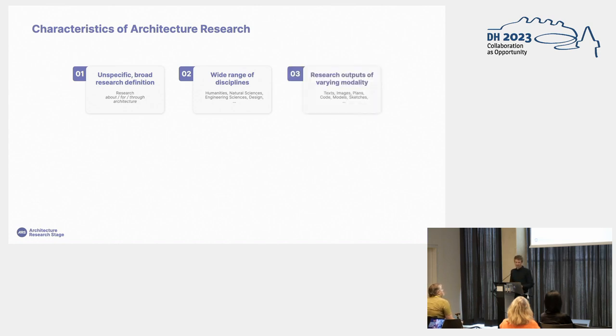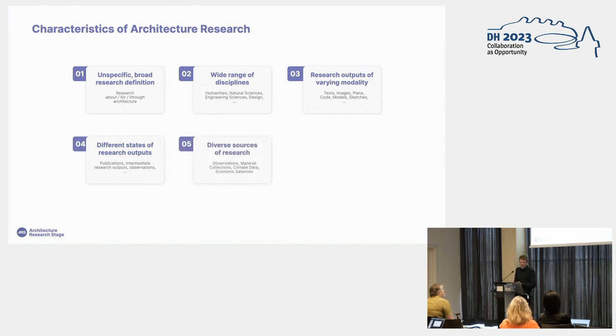Our research outputs vary a lot. We are not only working with text, we're working with images, plans, code, models, sketches. We have different states of research output, not only the typical publications. We are working with a lot of intermediate research outputs and also, as you can say, with observations. These are our research outputs as well.